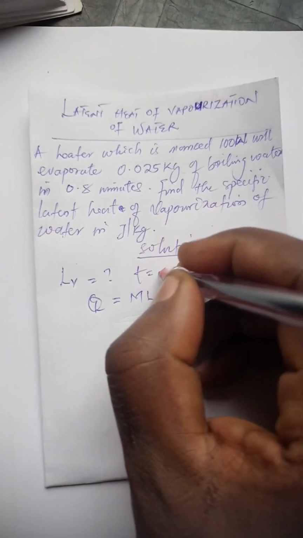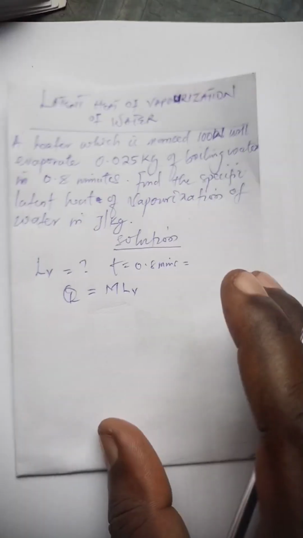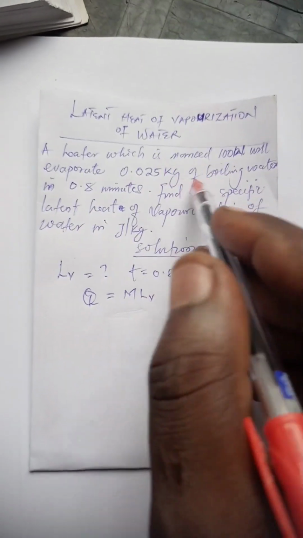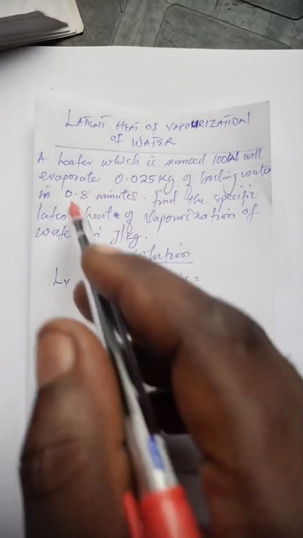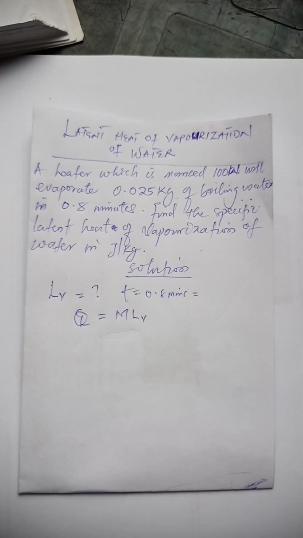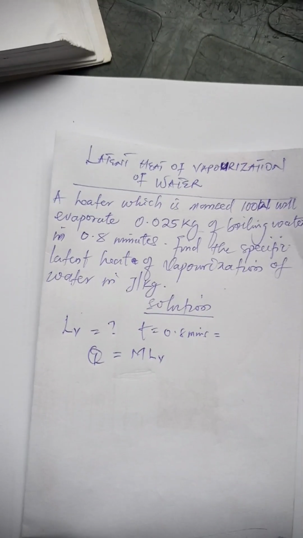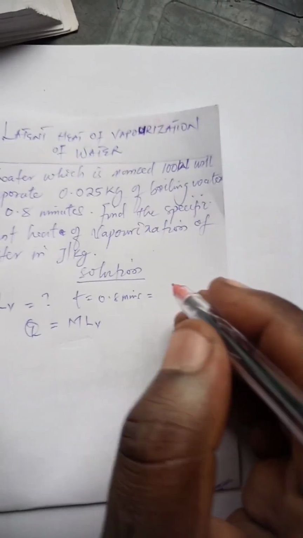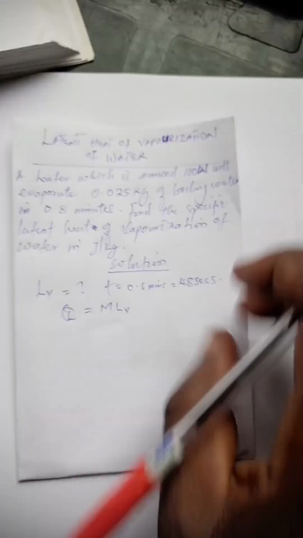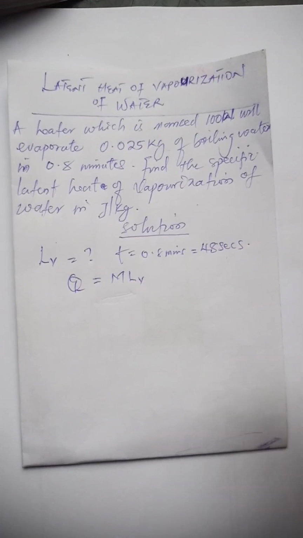So our time is 0.8 minutes, but we don't use minutes in calculation, especially when we are using standard units here. Joules per kilogram is a standard unit, so we have to convert minutes to seconds. So how do we do that? If you have 0.8 minutes, you multiply it by 60, it will give you seconds, right? So we're going to be having 48 seconds. What they mean is this entire activity takes place in 48 seconds that they are asking us to work out.